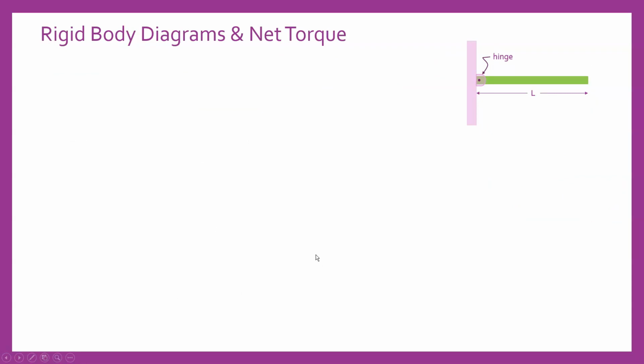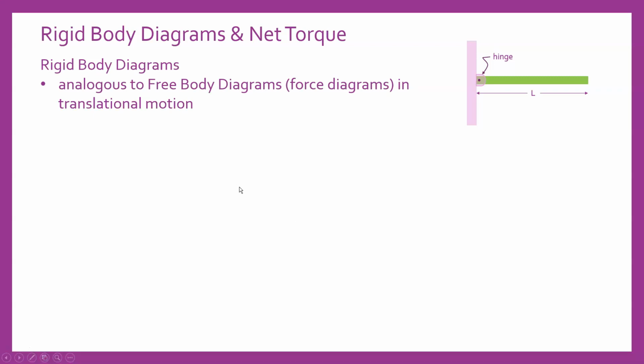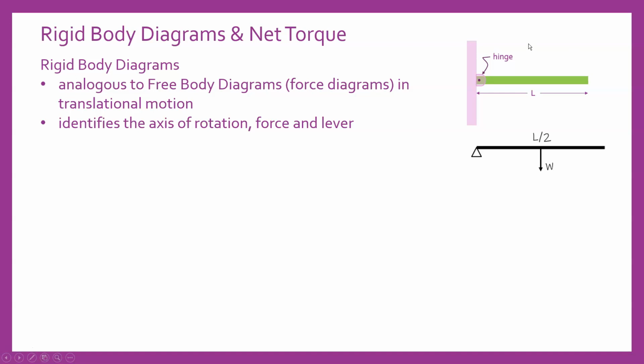Let's move on and look at rigid body diagrams and net torque. So rigid body diagrams are analogous to free body diagrams in translational motion. They identify the axis of rotation, the force, and the lever. So in this case over here, we have a physical situation with a rod pivoting or rotating about a hinge. So we go ahead and use this triangle to represent the pivot point or axis of rotation, and that is at the hinge. Then we go ahead and put forces where they act on the object.